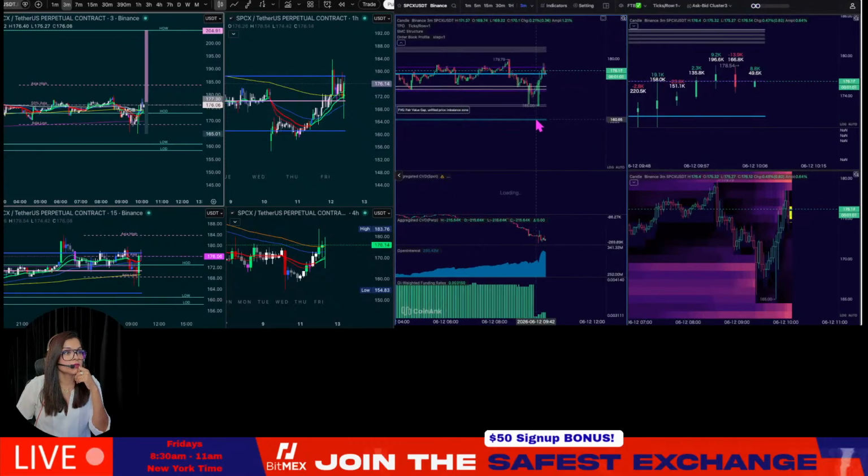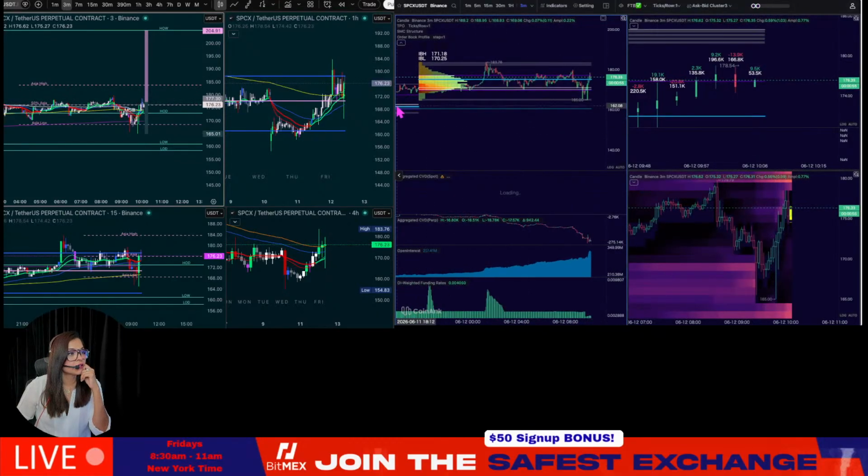Now, if you're wondering what this is, it is a fair value gap. It's a bullish gap underneath. And that gap was definitely respected. All right. Come on, let's go.